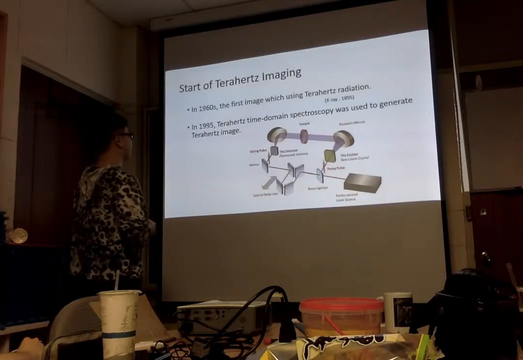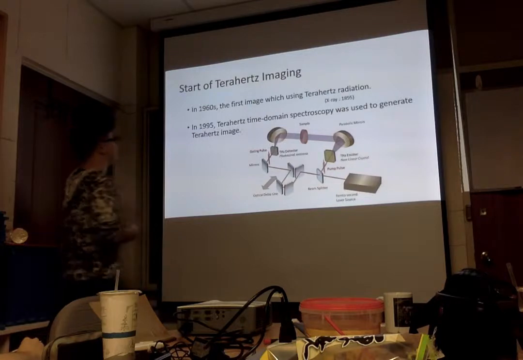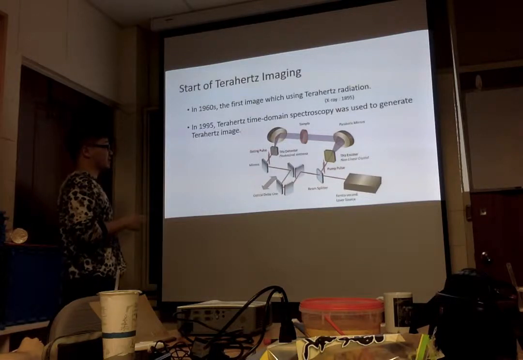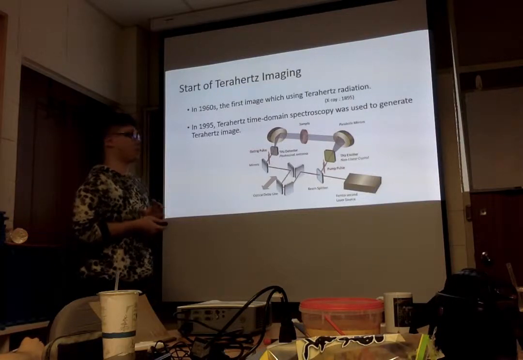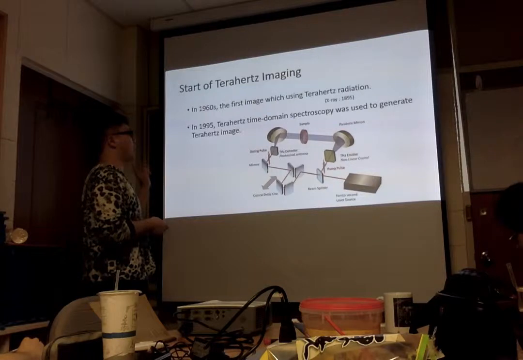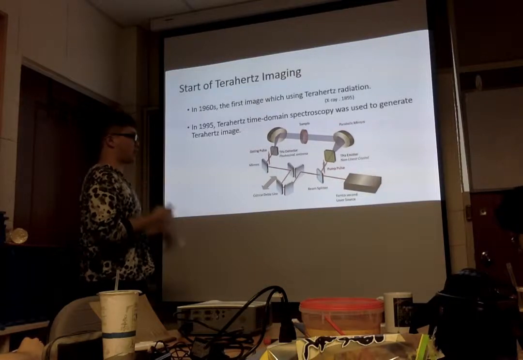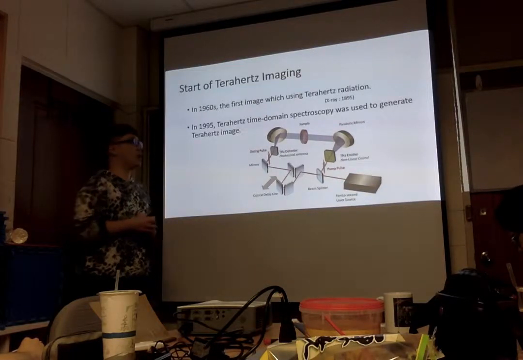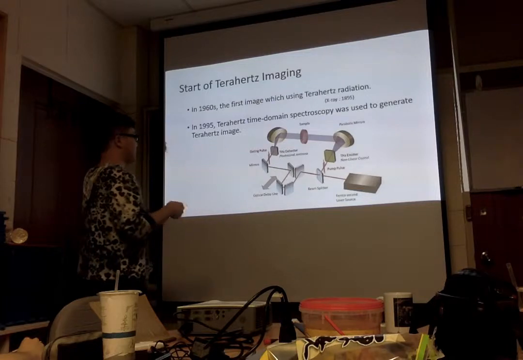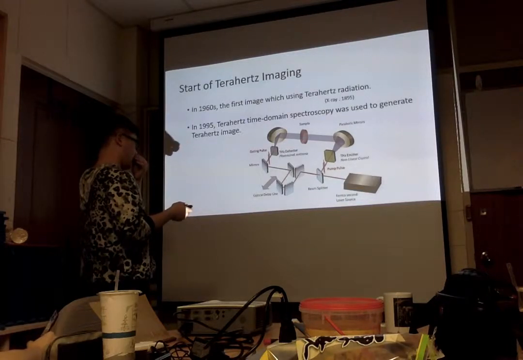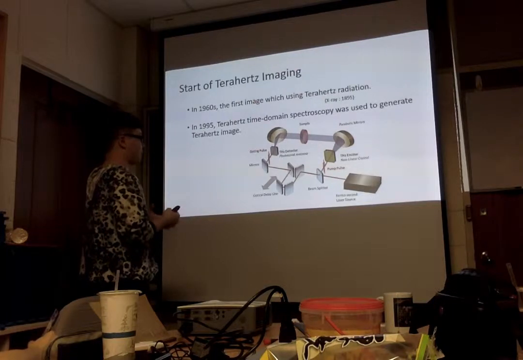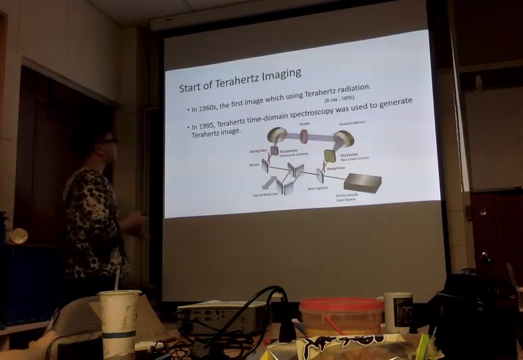And in 1995, the terahertz time domain system was used to generate terahertz images. I think this is another milestone, because earlier our terahertz resolution was very poor. But with this time domain system, terahertz can use the pulse to generate better resolution.